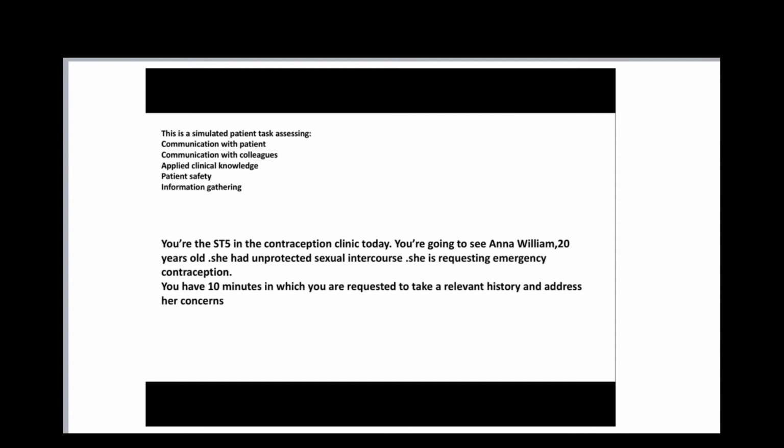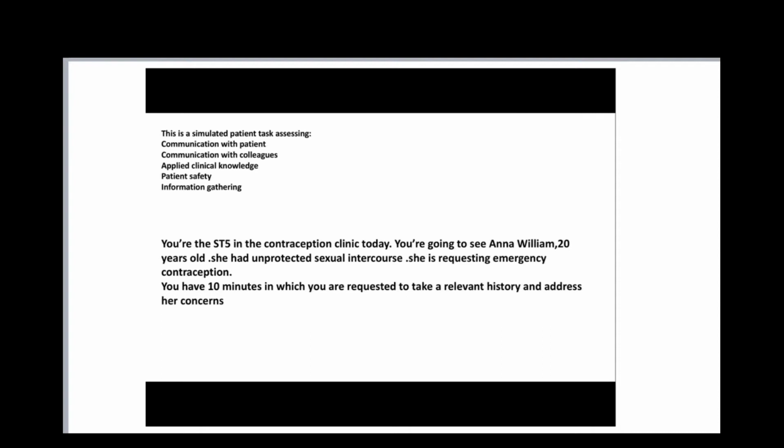Then ask her about allergies. Don't tell her any drug allergies or any food allergies. No, ask her only, do you have any allergies at all? Because some patients may have allergy to copper, so you will not be giving her this IUD. So don't miss it. You can tell her any allergies at all.